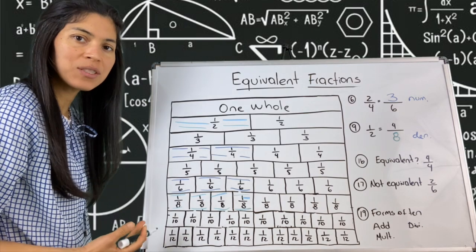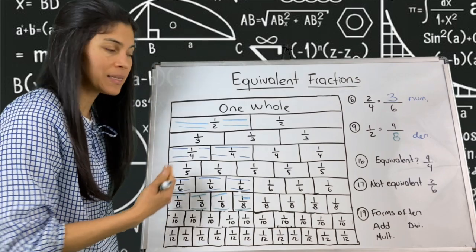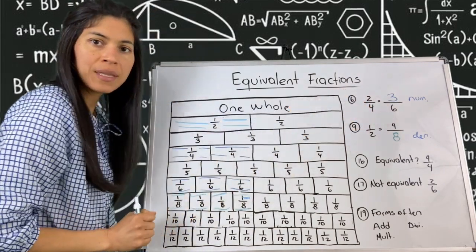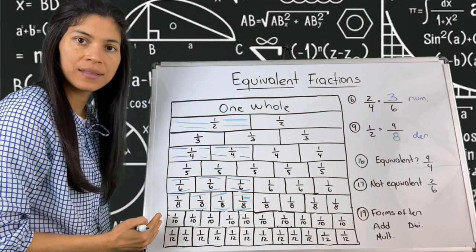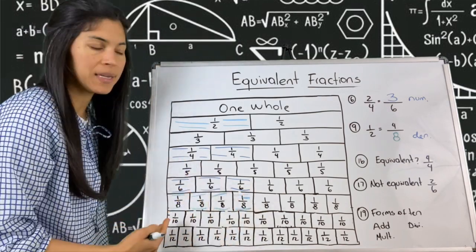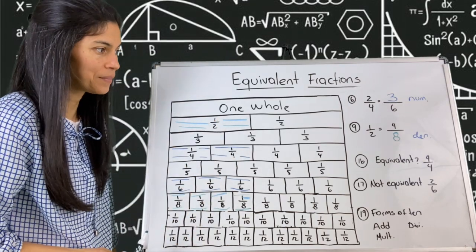So that's how you will do your worksheet. You find the space that is shaded or that is taken by the numerator. Look at the denominators to see how many parts the whole is being divided into and which other fraction is equivalent. And you find the numerator or denominator that is missing.